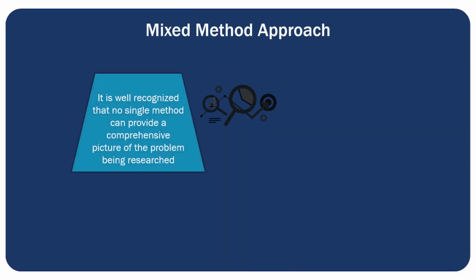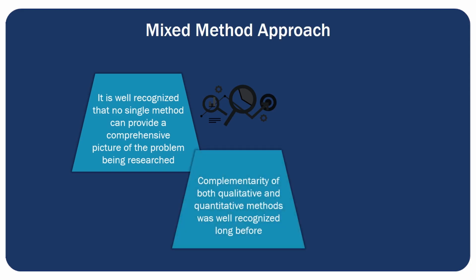First the qualitative approach and the quantitative approach. Both have advantages. At the same time, if you employ both of them independently without taking into consideration the other, it has its own drawbacks. So now it is very well accepted that no single method can provide a comprehensive picture of a problem that we are going to research. And complementarity of both qualitative and quantitative methods also is well accepted. Nobody says both are mutually exclusive. They are complementary to each other.